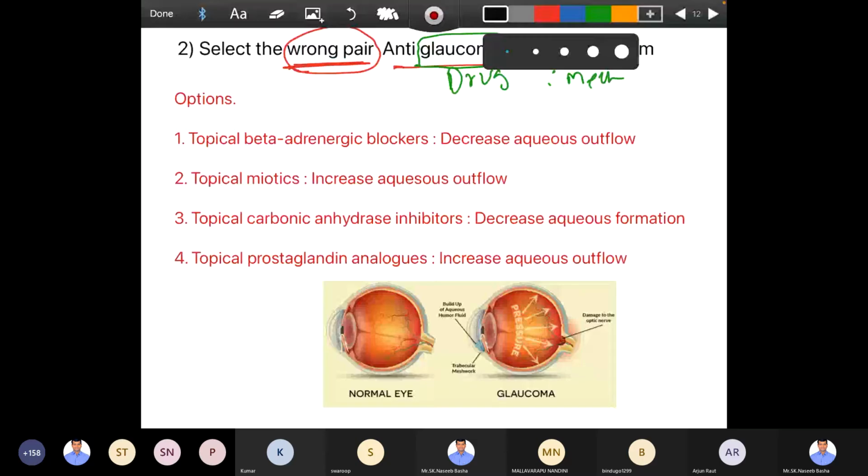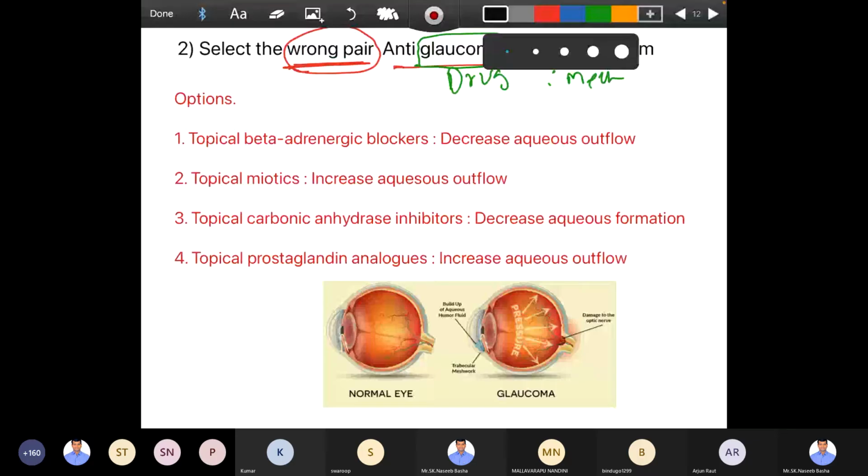See, this is what a normal eye is, and the normal eye will have a normal amount of aqueous fluid. Here, the aqueous fluid amount increases in glaucoma. That is what increases pressure and causes damage to the optic nerve. So glaucoma means simply an increase in intraocular pressure. Ocular means eye. Inside the eye, the pressure is increased, and that damages the optic nerve.